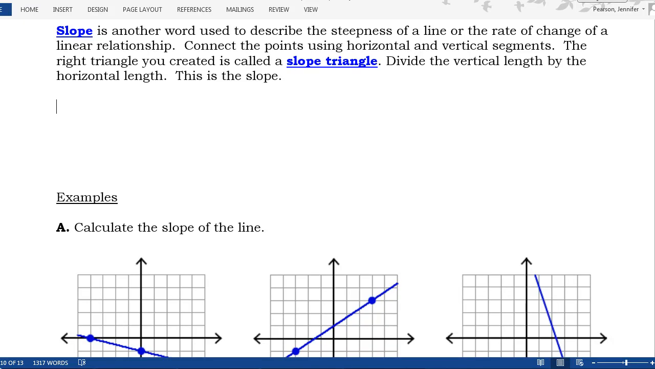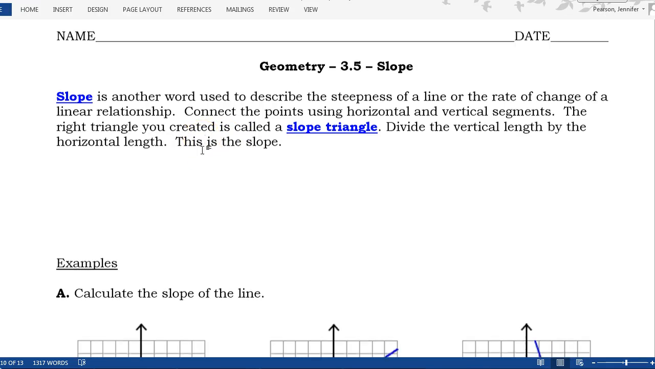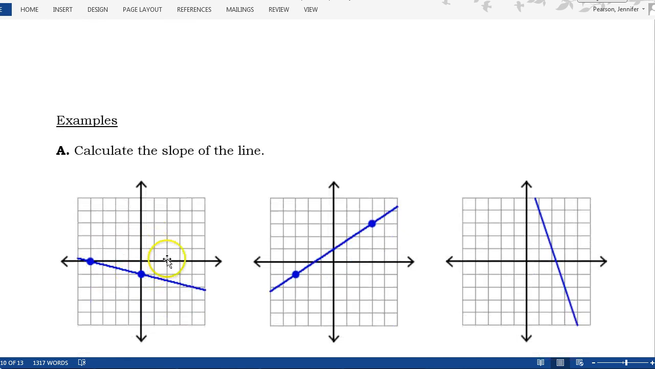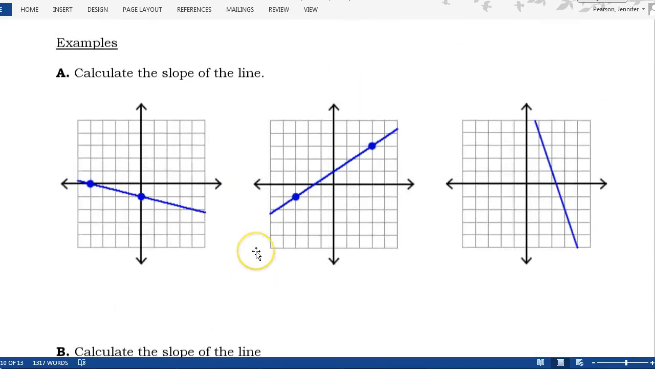This is Geometry Lesson 3.5, Slope. So slope is used to describe the steepness of a line. I'm going to show you two different ways to do it. One way when you're given a graph, and then another way when you're given a set of ordered pairs.